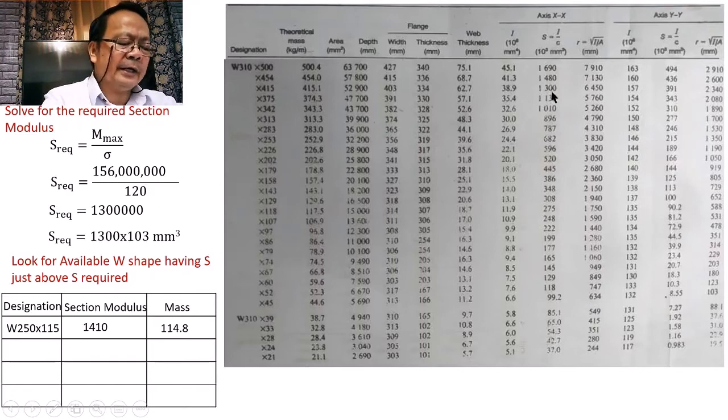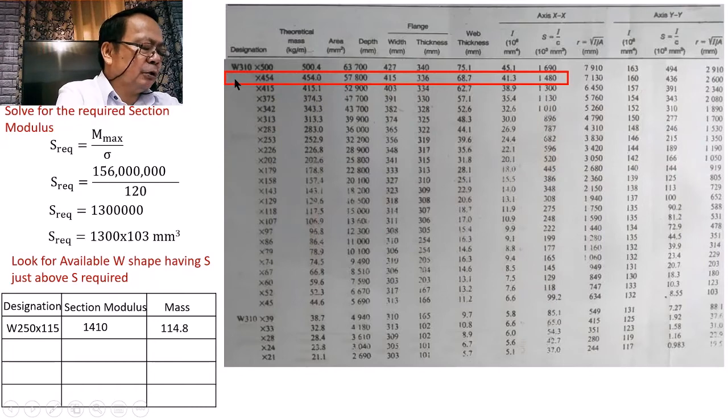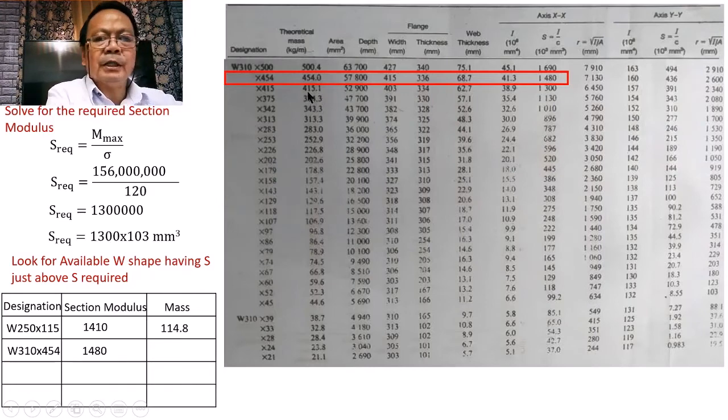So, ang next higher value is 1,480 itong part nito. Yun, 1,480, di ba? At ang kanyang section is W310 by 454. Okay, so kunin natin siya. Ang kanyang available na section modulus is 1480 at ang kanyang theoretical mass is 454. Ito yung 454. Di ba?